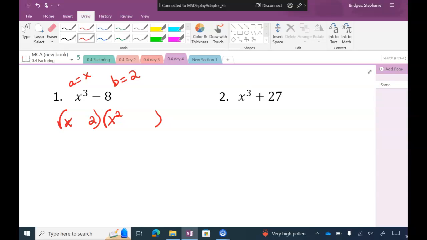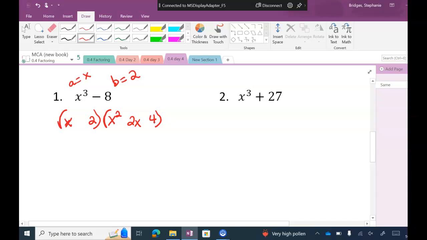My middle term is going to be A times B. A is X, B is 2, X times 2 is just 2X, so that goes in the middle. And then my third term is B squared. My B value is 2. What is 2 squared? 4. So that goes in the back of the parenthesis.